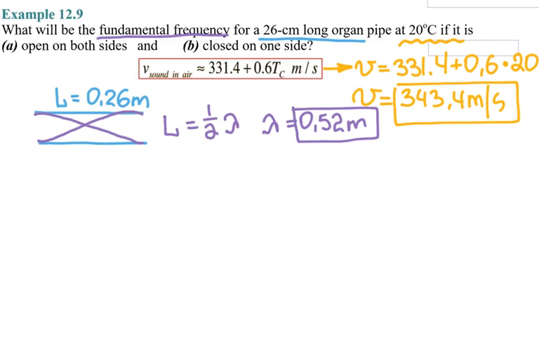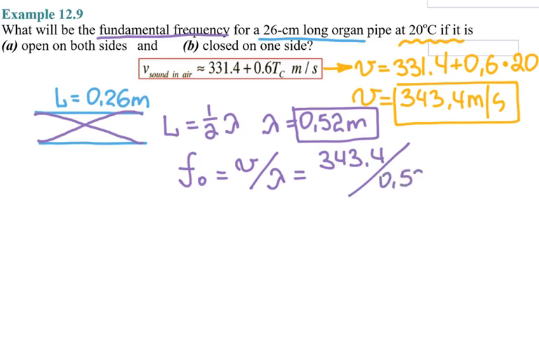And I have to find the fundamental frequency. Now the frequency, in this case the fundamental, is going to be the velocity over the wavelength. The velocity I found is 343.4, and the wavelength I found is 0.52. If I enter this into my calculator, I will get 660.4 hertz. This was for when I had both sides open.